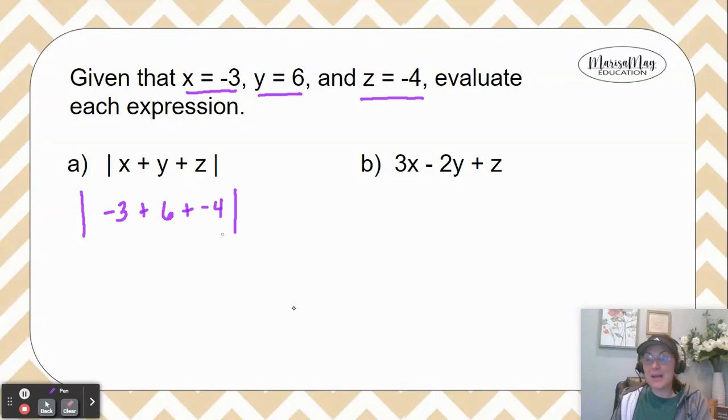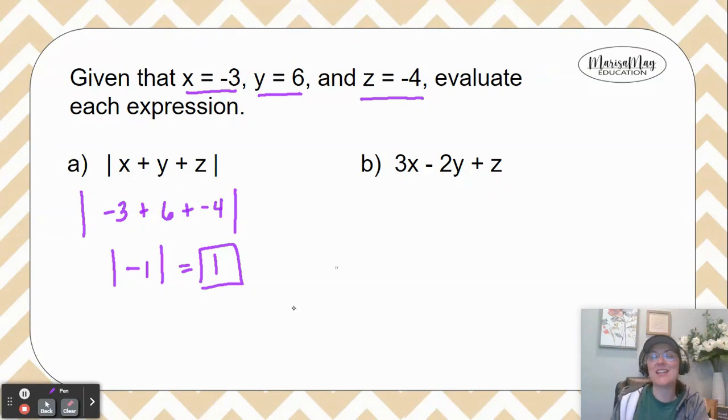Now, inside of my absolute value symbols, which are those vertical lines there, I'm going to add -3 plus 6 gives me 3, plus -4 gives me -1. Now I'm going to do the absolute value of -1, which, as a side note, absolute value always makes whatever is inside the value positive. So the absolute value of -1 would be +1. And that's my final answer here.